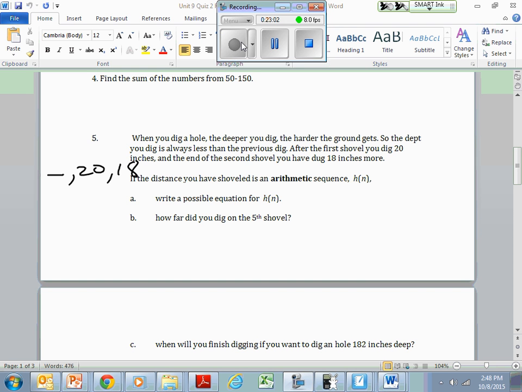Here comes the question. If the distance you have shoveled is an arithmetic sequence, write a possible equation for that. How far did you dig on the 5th shovel? This is an N. So hopefully that kind of thing started like, I don't know what to do, but at least I can identify some stuff. I think 20 is the first term, but I felt like something happened before 20. I'm going to make 20 the first time, so if I'm wrong, we'll all be wrong.